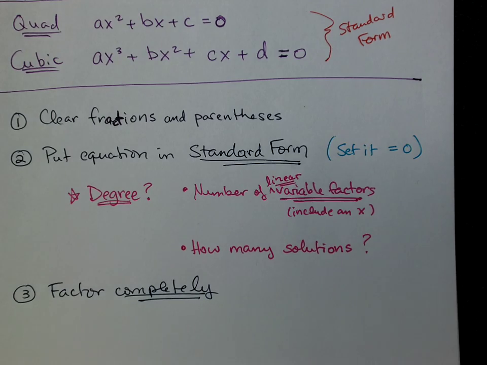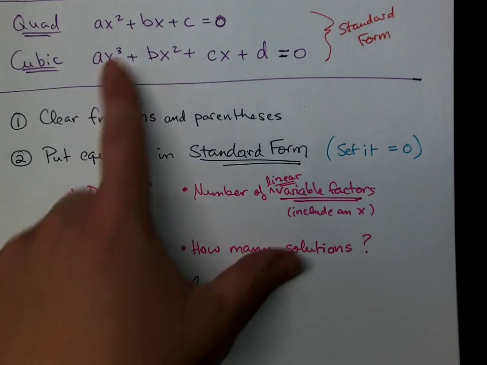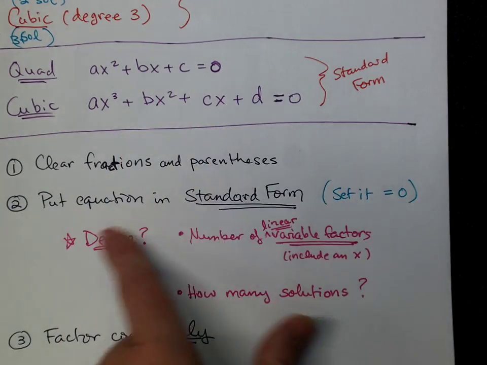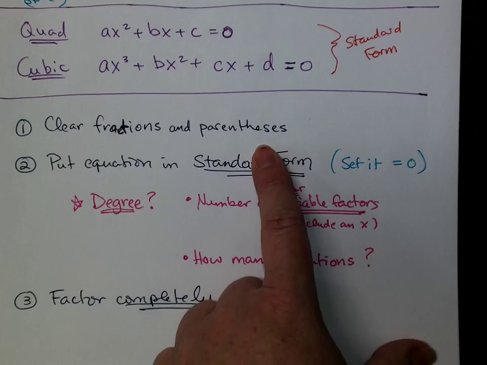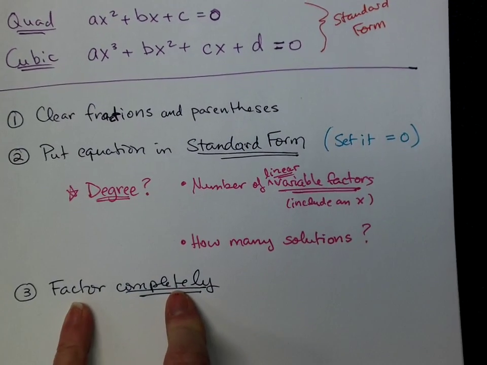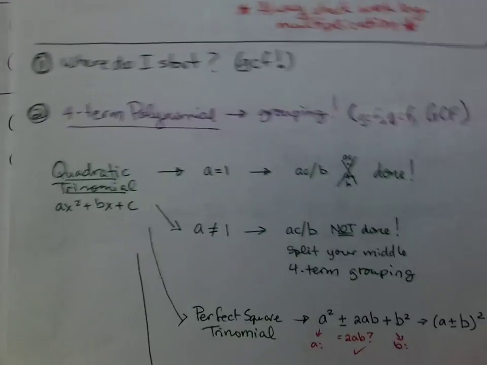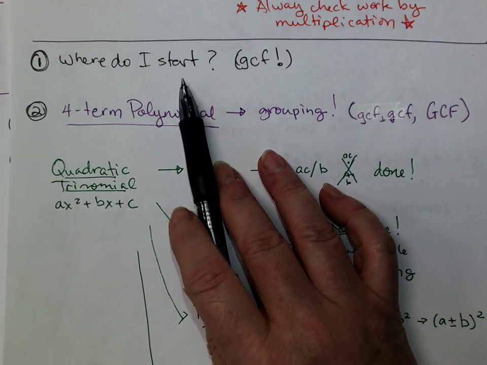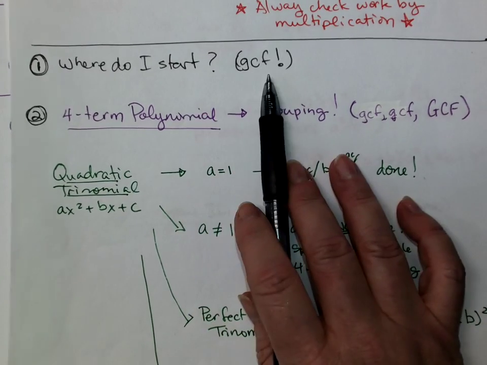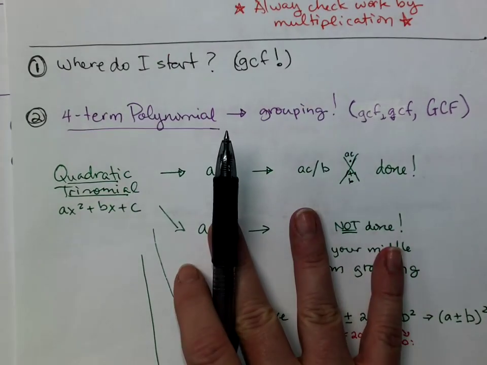And this means, just like we had the factoring overview last time, once everything is on the left-hand side and it's equal to 0, you're in standard form, and you know how many factors to expect, you start factoring. Everything on the left, you start factoring. And this is where we get to 9.1 to 9.3. Where do I start? GCF. Still always the first question. None of this has changed.